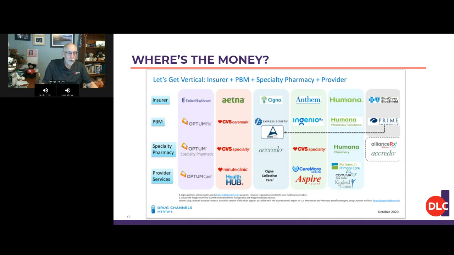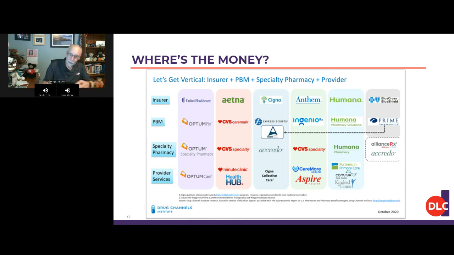Where the money goes and who the players are: the pharmacy benefit managers, these three here, Optum Rx, CVS Caremark, Express Scripts, have 80 to 85% of the US drug market. They are, however, owned by the insurance companies, or they own the insurance company, depending on how it all works. CVS Health is the ultimate parent company over Aetna, CVS Caremark, Specialty, et cetera. Cigna owns Express Scripts.